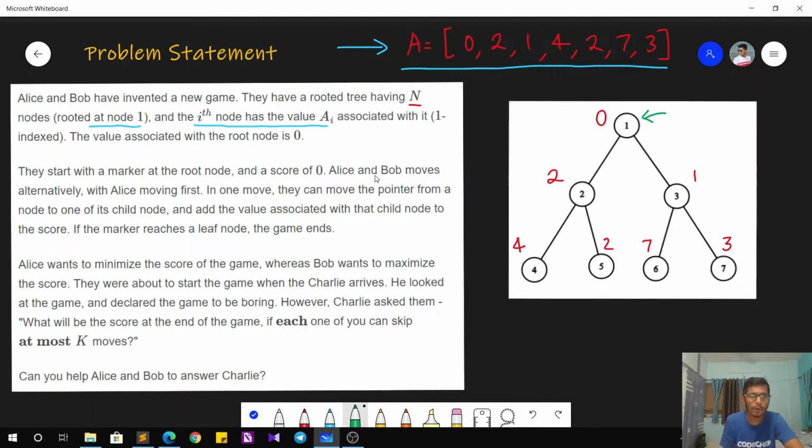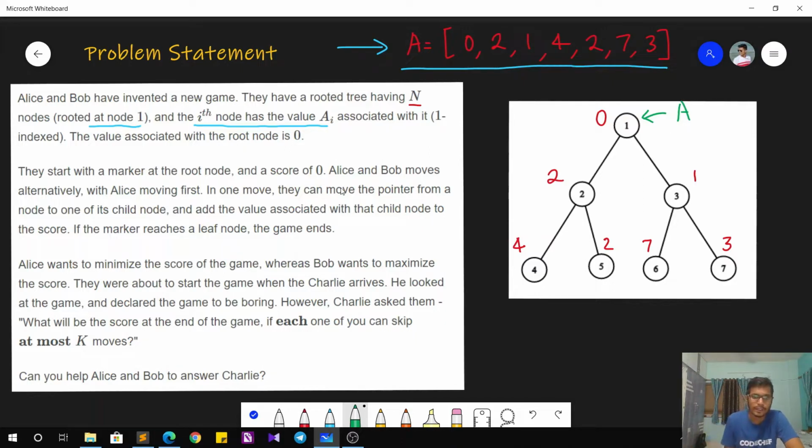Now Alice and Bob move alternatively. It means that if the current turn is of Alice, the next turn will be of Bob and vice versa. Also, it is given that Alice moves first. So they start with the root node and definitely who is the first person to play? First person is Alice. So let me denote that by A.